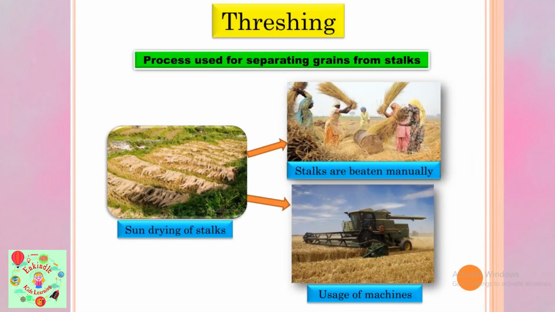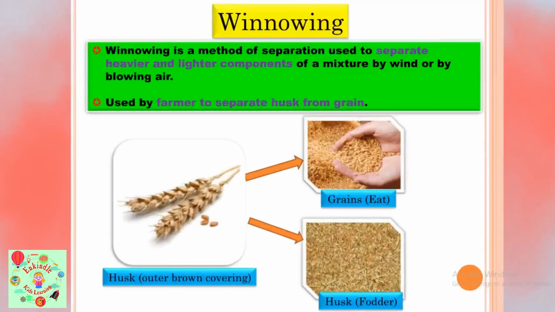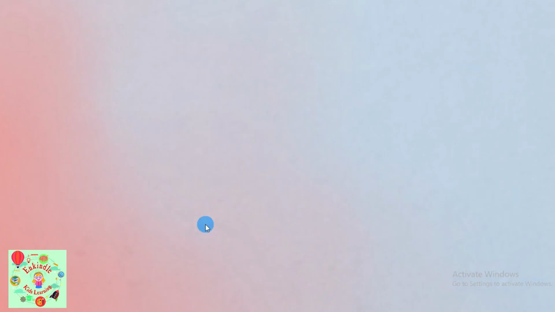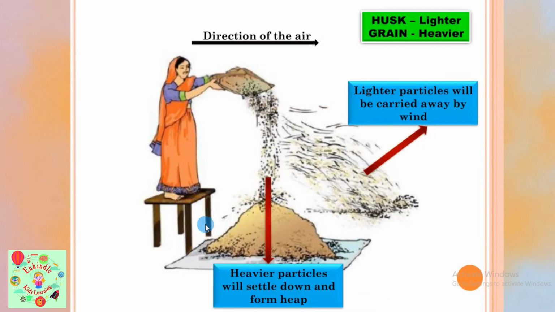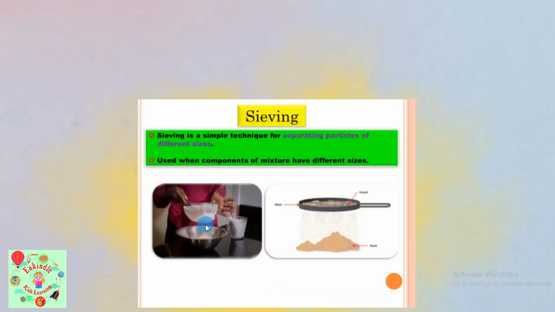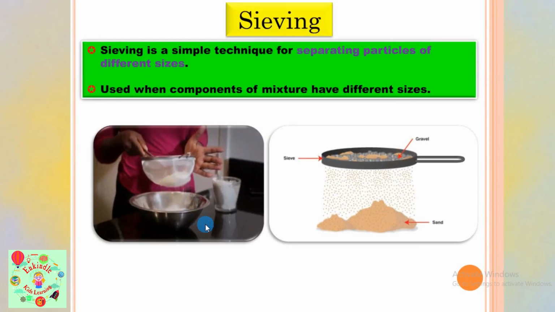Then we saw what is threshing. Threshing is a process used to separate grains from stalks. Then we saw what is winnowing. Winnowing is a method of separation used to separate heavier and lighter components of a mixture by wind or by blowing air. We took an example of a lady separating a mixture of husk and grains. Then we saw what is sieving. Sieving is a simple technique for separating particles of different sizes.